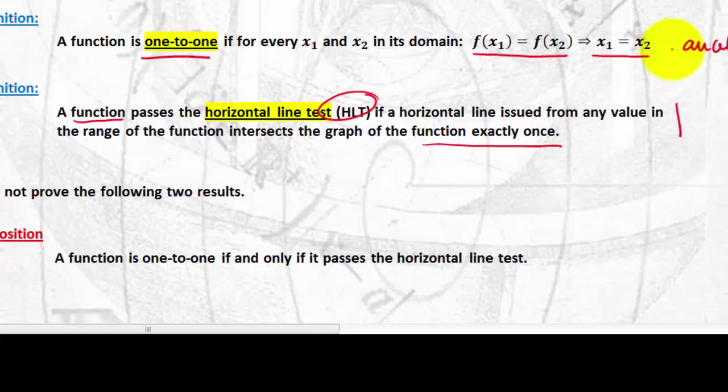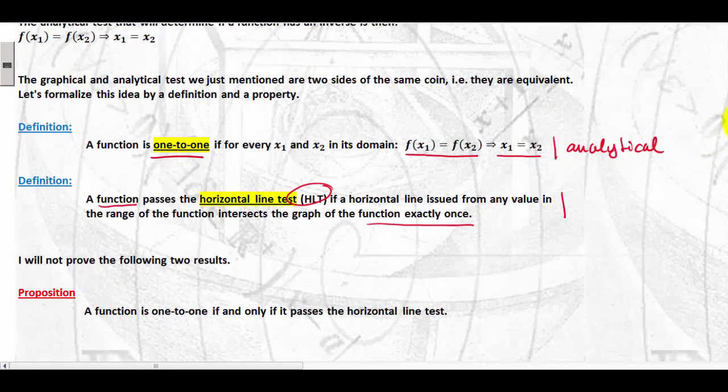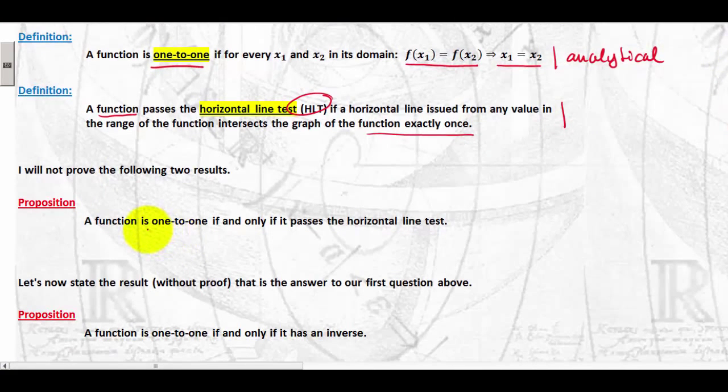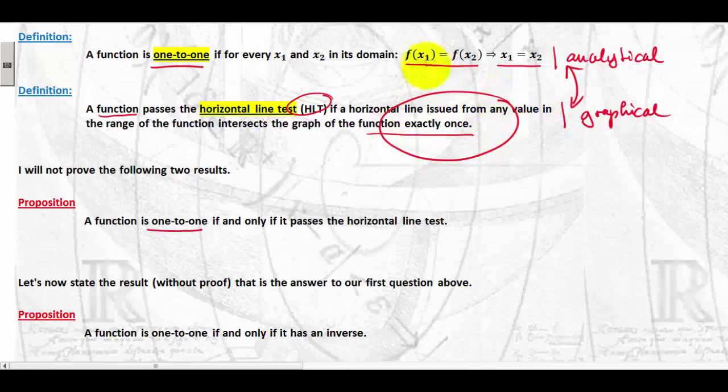So these are 2 definitions, and then the results, the theorems. Oh, I'm sorry, there are 2 results right here. A function is one-to-one if and only if it passes the horizontal line test. So this is a graphical statement, right? And these 2 are the same statement. One is looked at from the point of view of the graph, and the other one is an analytical statement, but it means the same thing. These 2 statements are the 2 sides of the same coin. They are equivalent. One is an analytical statement and the other one is a graphical statement. They mean the same thing, okay?